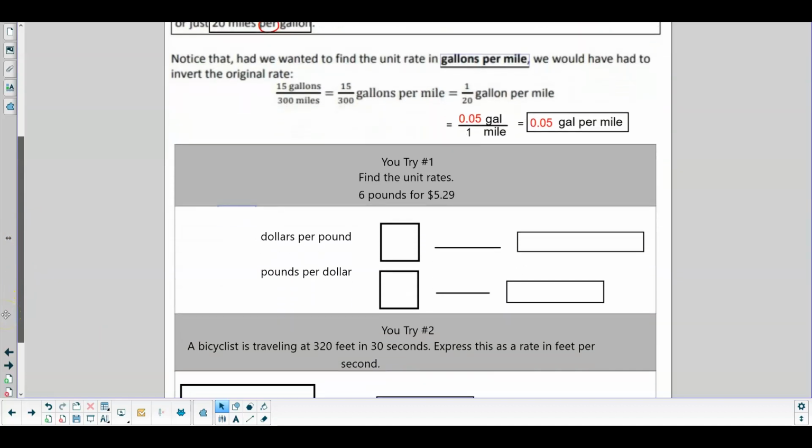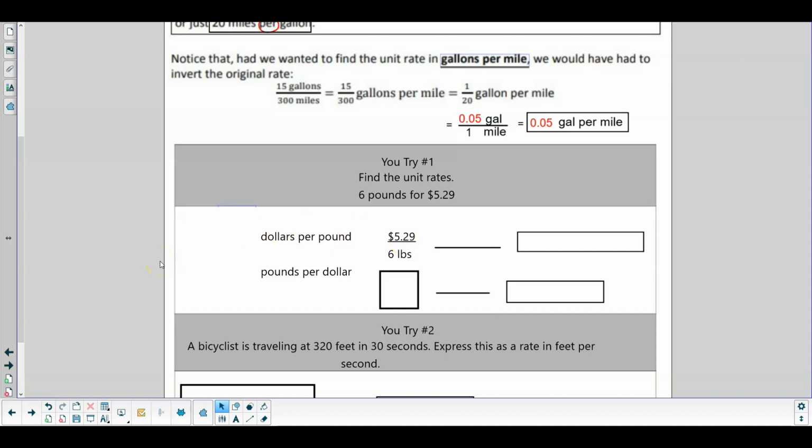Take a look at these two. Notice that there are the same two numbers. They gave you 6 pounds, they gave you $5.29. So for the 6 pounds and $5.29, how you put them together depends on the unit rate that they want. If you see down below, it says dollars per pound, and the one below that says pounds per dollar. Depending on which one is first, that tells you where to put the numerator, and after the word per, that tells you which one is the denominator.